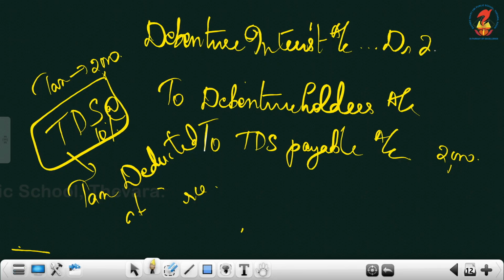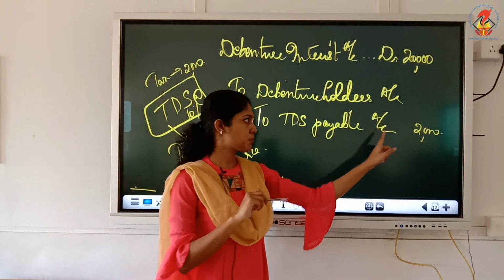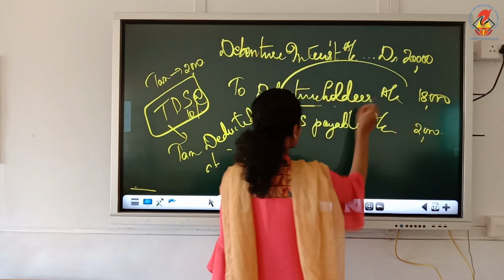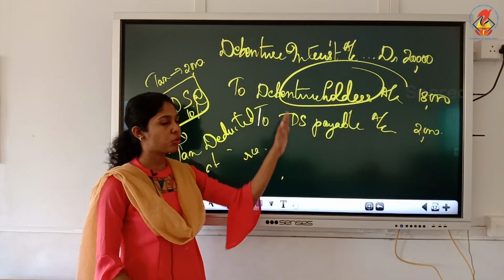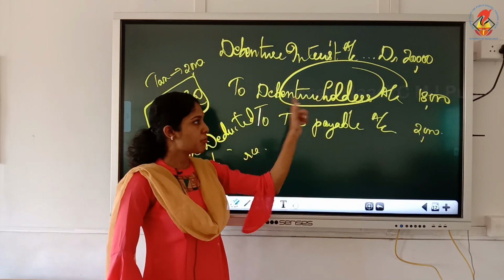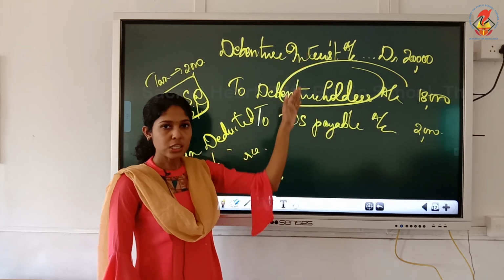See, debenture interest is 20,000, the actual amount you write. Then we have deducted a tax of 2,000, and it is the company's liability. So we credited TDS payable, and the balance 18,000 we will give to debenture holders. This is how you have to write the entry: Debenture interest debtor to debenture holders, to TDS payable. Okay, this is the due entry.